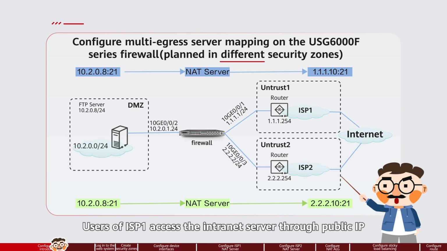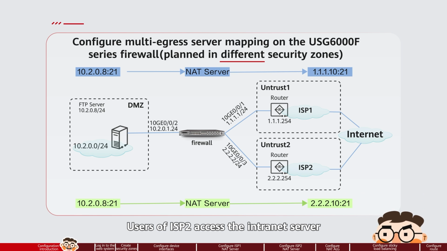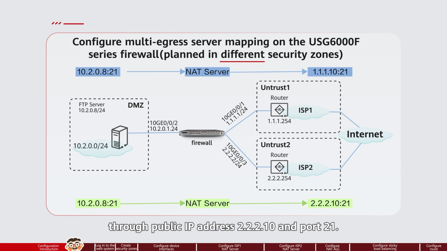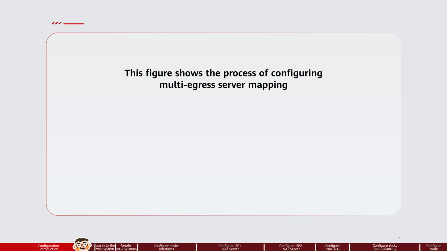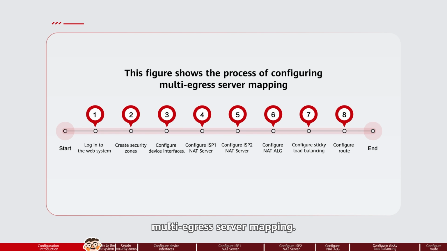Users of ISP1 access the intranet server through public IP address 1.1.1.10 and port 21. Users of ISP2 access the intranet server through public IP address 2.2.2.10 and port 21. This figure shows the process of configuring multi-egress server mapping.